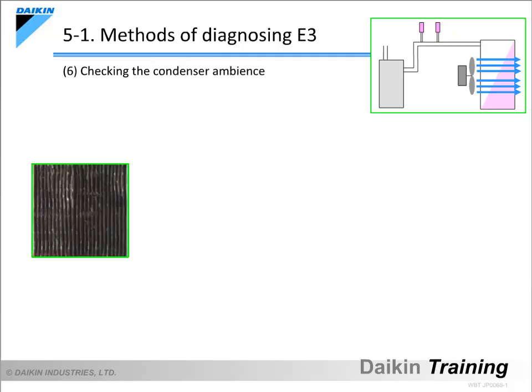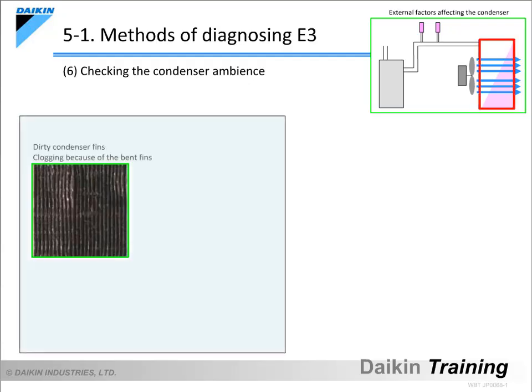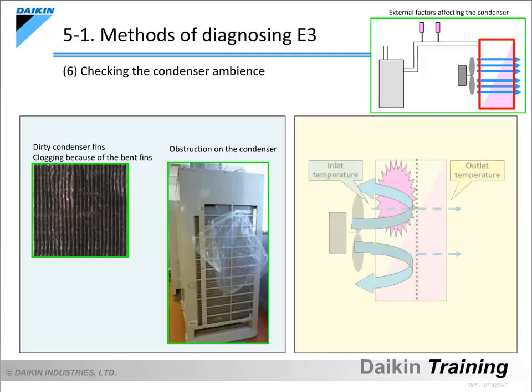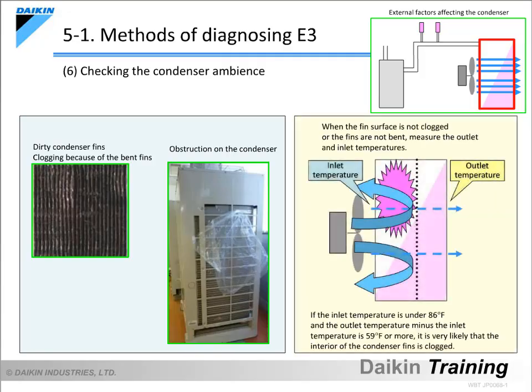The next item to be checked is the condenser and its surroundings. Check to see if the condenser is dirty, or there is something obstructing it, and whether the amount of air necessary for heat exchange is sufficiently passing through. If the surface of the heat exchanger is clogged with a foreign object, dust or the like, the object must be removed, or the heat exchanger must be cleaned. If the surface is not dirty, and the inlet's temperature is lower than 86 degrees Fahrenheit, measure the air temperatures on the inlet and outlet sides of the heat exchanger. If the temperature difference is 59 degrees Fahrenheit or more, it indicates that the interior of the heat exchanger has gotten dusty. If so, it is necessary to clean it.